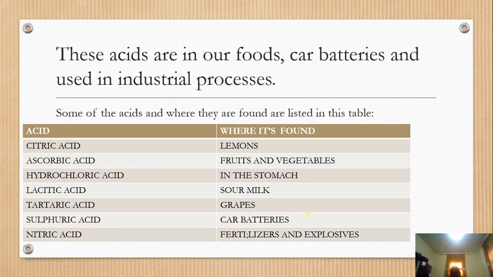Sulfuric acid is found in car batteries. This is actually industrially produced. It's not natural. All the others are natural, but the last two are not. Nitric acid is found in fertilizers. Fertilizers are these things that we use to make the soil of our fields very rich and productive, to be fertile. Fertile means productive.